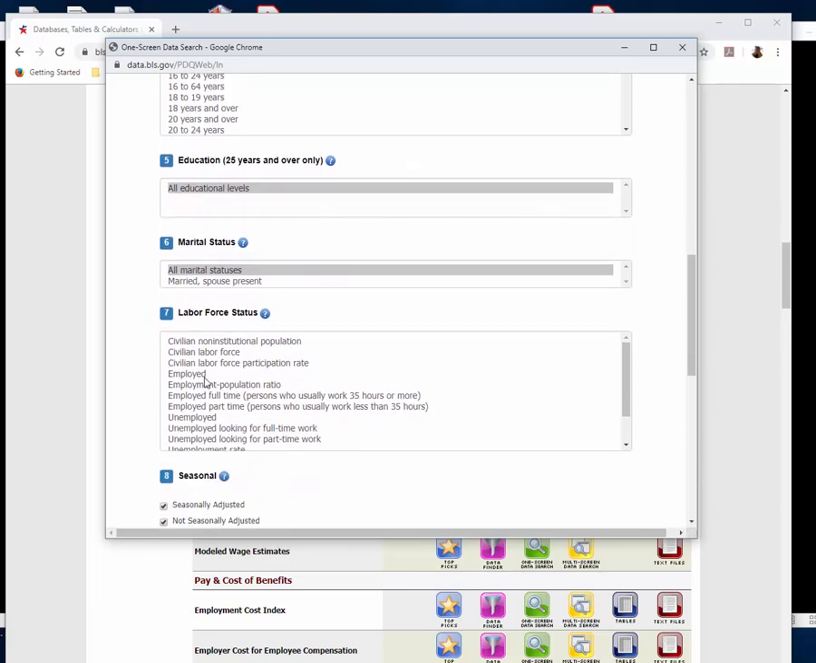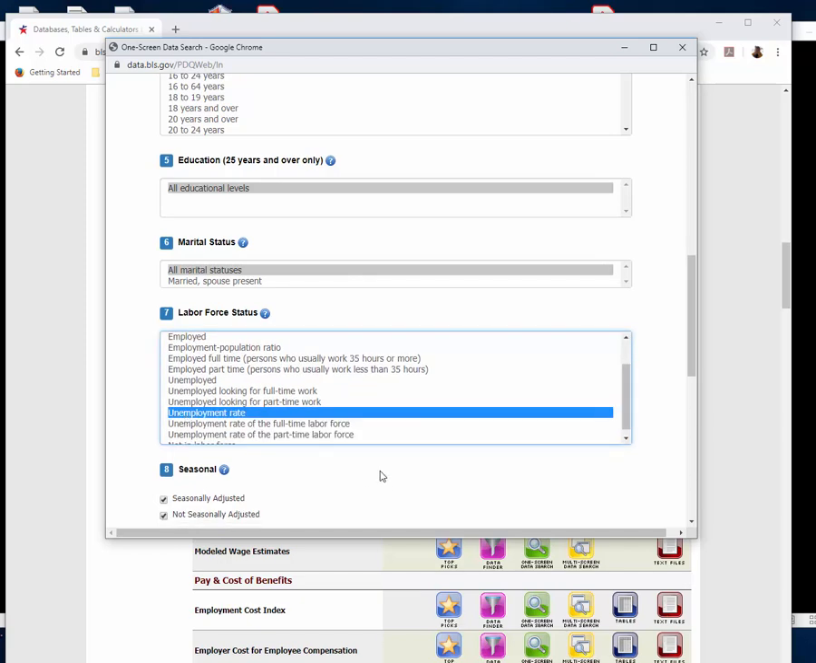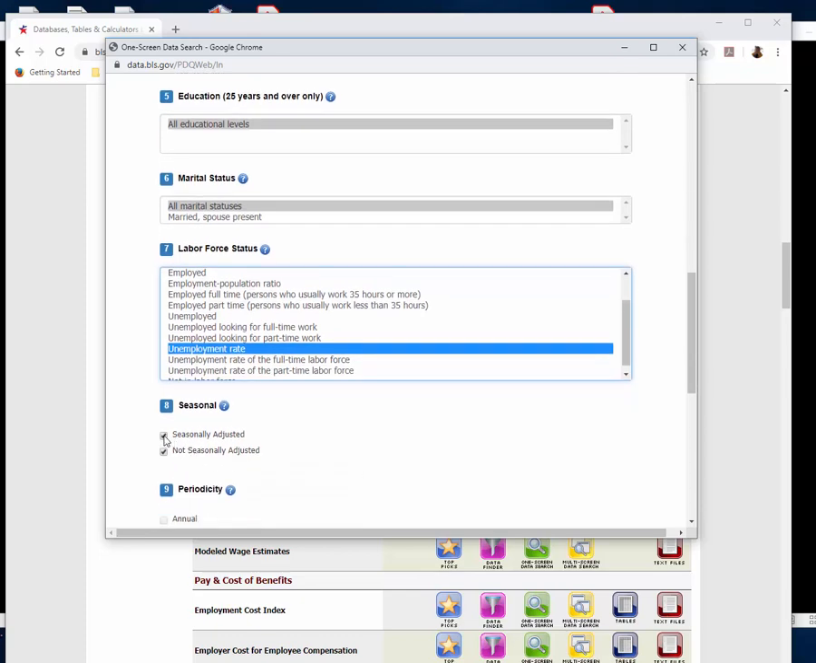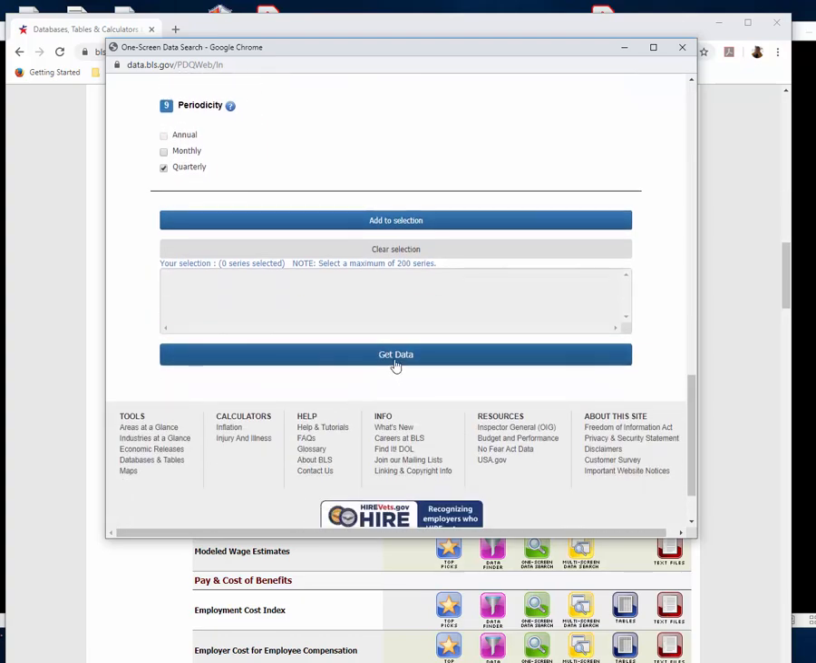pick something. These are the different kinds of data sets you can get. I want to get the unemployment rate, which is down in here somewhere. There it is, unemployment rate. And I usually don't get it seasonally adjusted. I'm just going to get it not seasonally adjusted. And it won't let me pick annual. I don't know why. So I'm going to get it quarterly. Quarterly. And now I think I can get my data.